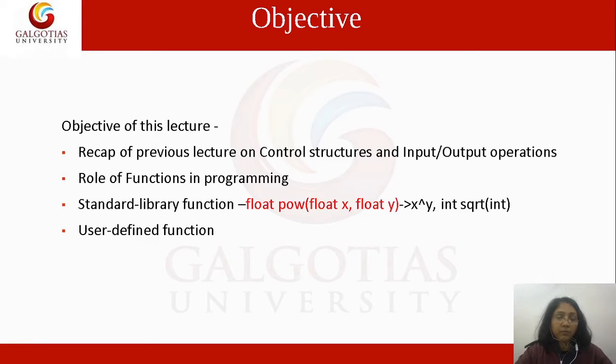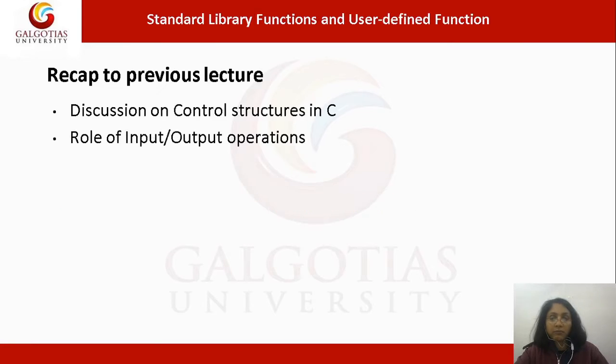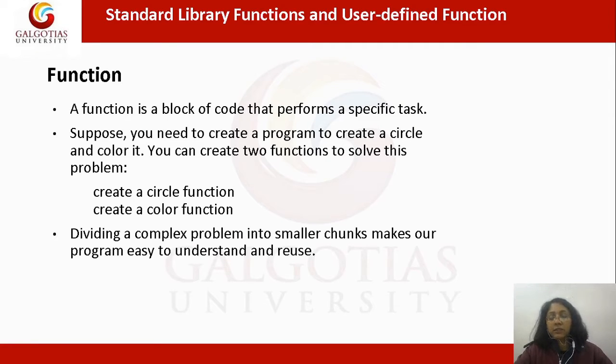For example, pow is a standard library function which is used to compute x to the power y kind of computation. And similarly, you can also consider the sqrt function. And we'll also discuss how to write user-defined functions. As you know, in the previous class, we have studied all the control structures like do while, while, and for loop. Apart from that, you had also studied input-output operations in the previous class. So now, in today's class, we'll discuss functions.